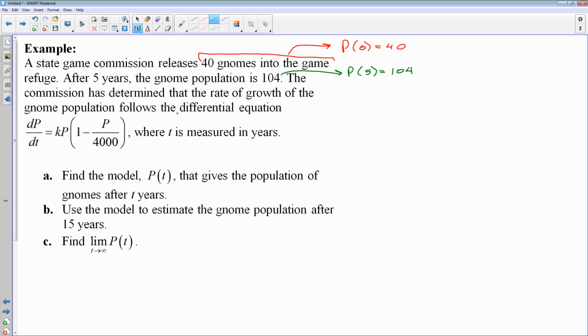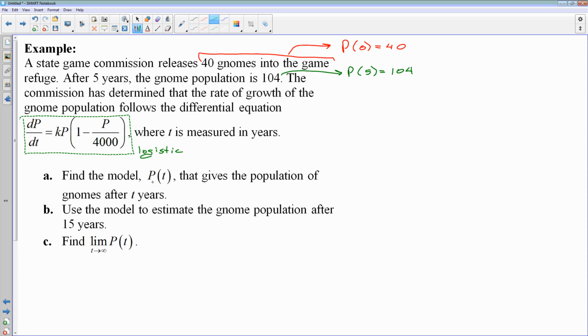The commission has determined that the rate of growth of the gnome population follows this differential equation. And when I see this differential equation, I recognize this as logistic, and you need to get to where you recognize that also. If they're very nice, they will say it follows the logistic differential equation, but that is not always going to be given to you. So you need to recognize the logistic differential equation. And they do tell you that t is measured in years.